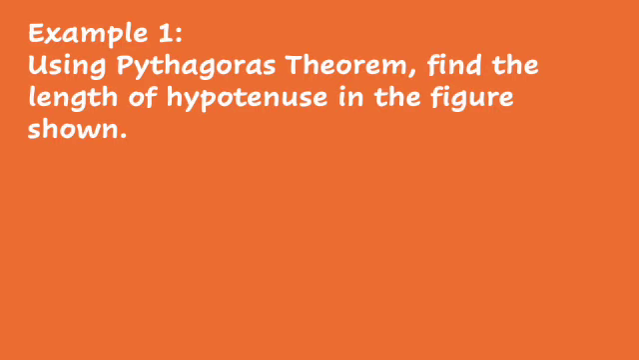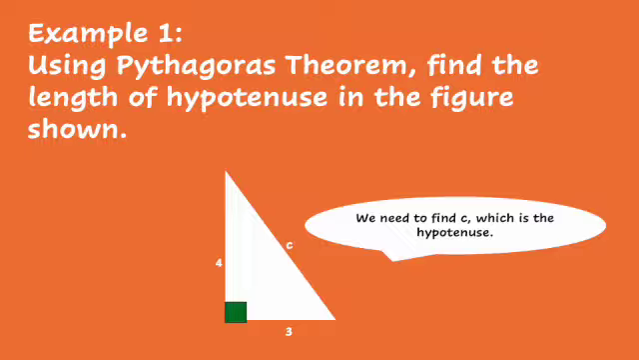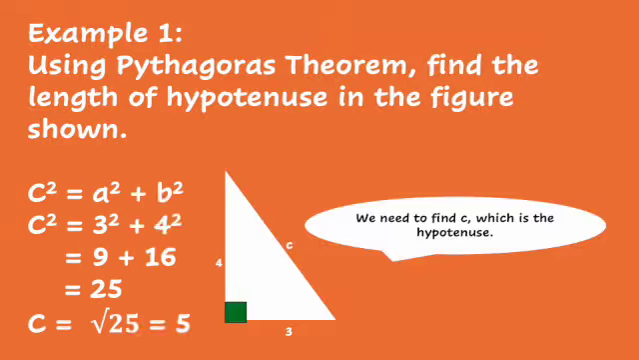Have a look at the first example. Here we are given a right angle triangle. The two sides are given to us. We need to find the length of the hypotenuse. So C being the longest side, that is the hypotenuse. So let's apply Pythagoras theorem. We put c square equal to a square plus b square. We substitute the values of a and b and we get c square as 25. And c would be square root of 25, that gives us 5. So this is how we apply Pythagoras theorem to the question.